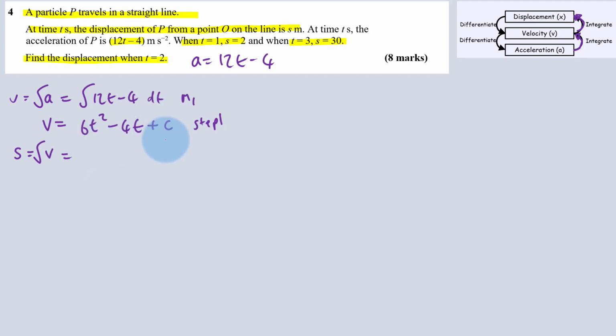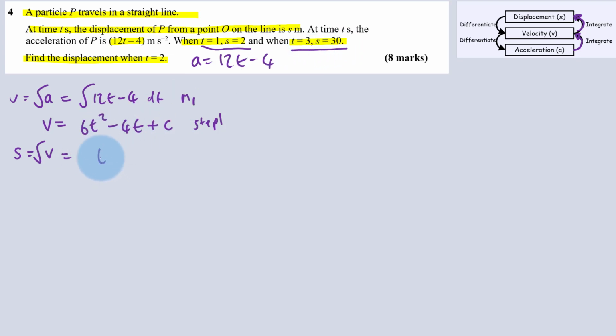Now we can't really find c here because of what information have we got? We've got t equals 1, s equals 2, and t equals 3, s equals 30. So we need time versus displacement. Alright, that's why we integrate again.